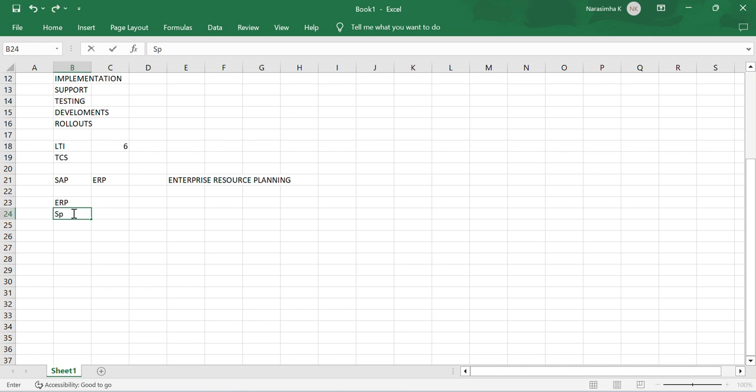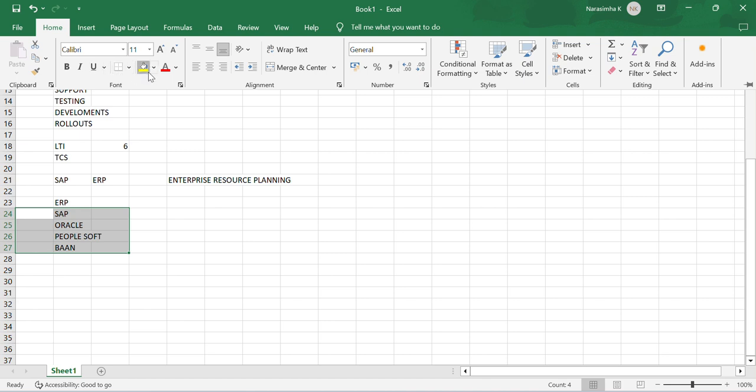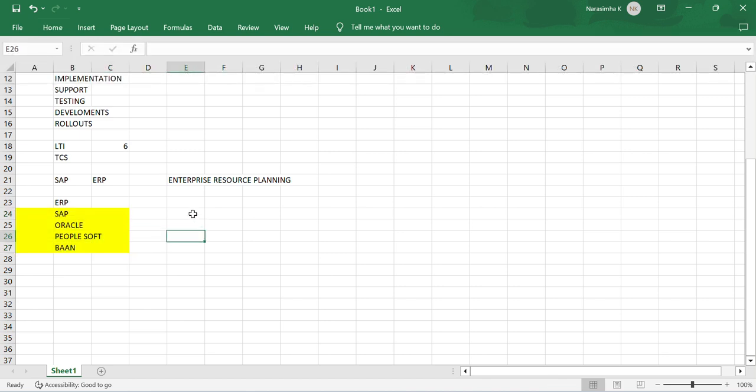SAP is one of the ERPs, and there are Oracle, PeopleSoft, and others like this, different types of ERPs available in the market. But SAP is the most demanded ERP in the world.